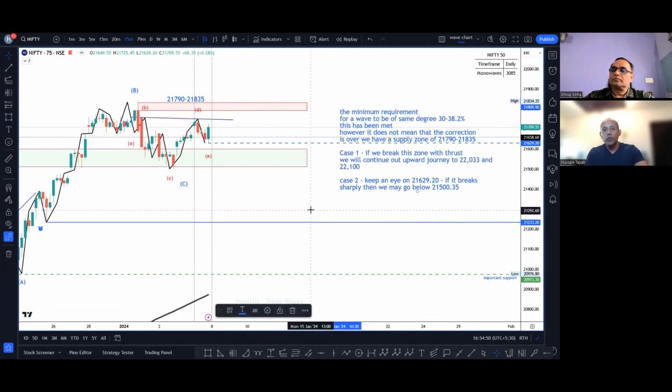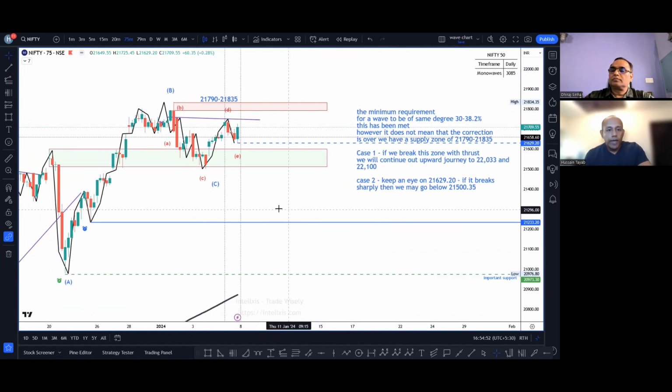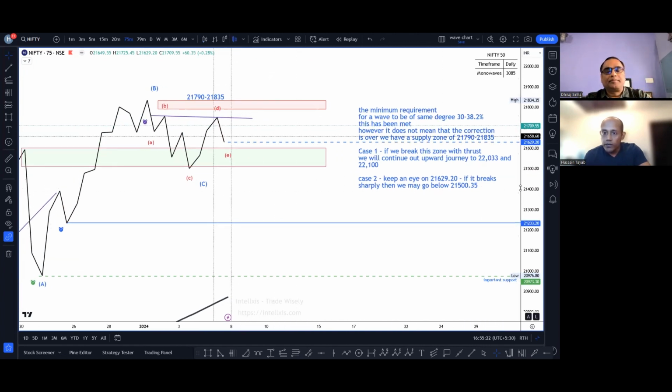So we are taking 2 cases. The first thing is that our minimum requirement for one leg to be of the same degree is 30 to 38%. Okay, that has been achieved. However, as a caution, we should know that although it has completed the minimum requirement, it does not mean that the correction is over. Okay, it can still take more price. Here is the BD trend line; I'm just switching off the candles for your easy viewing.